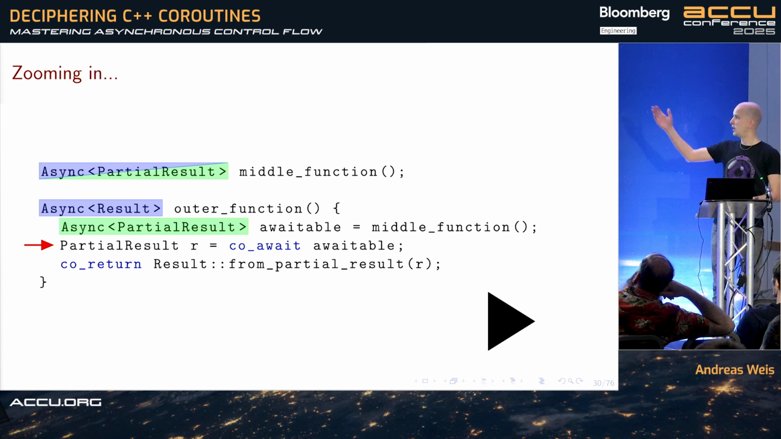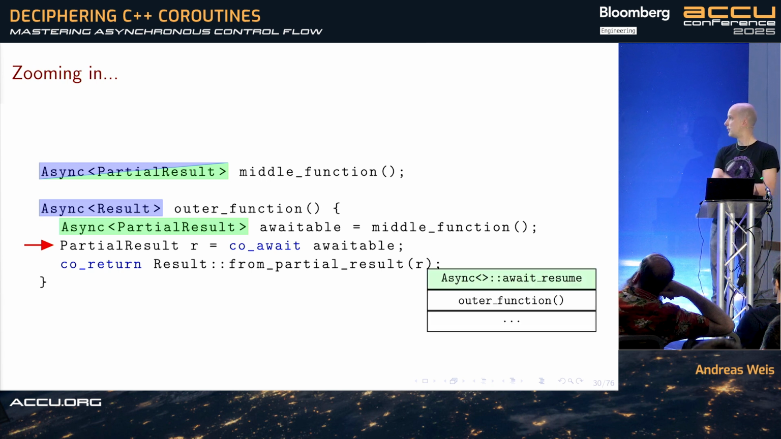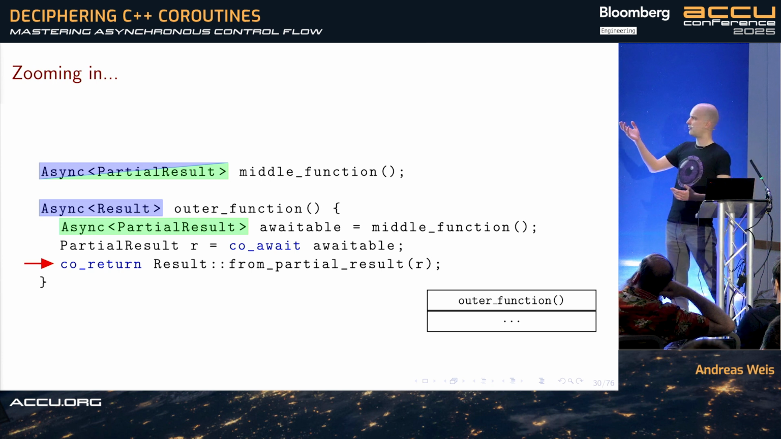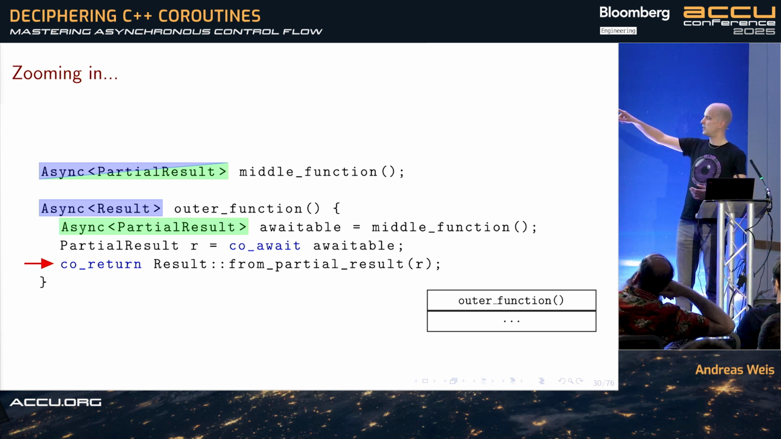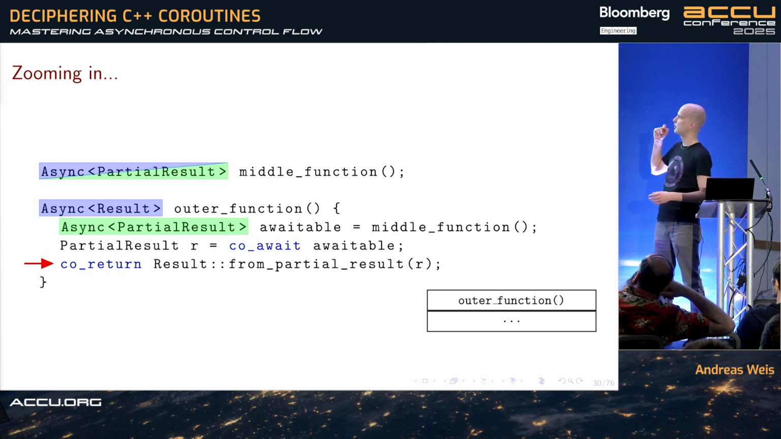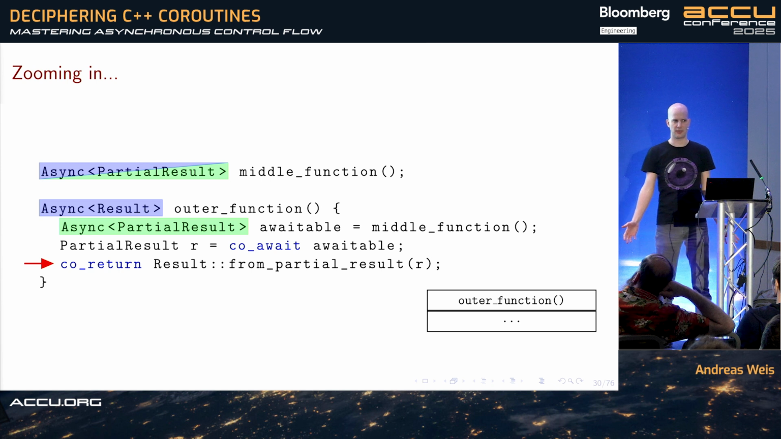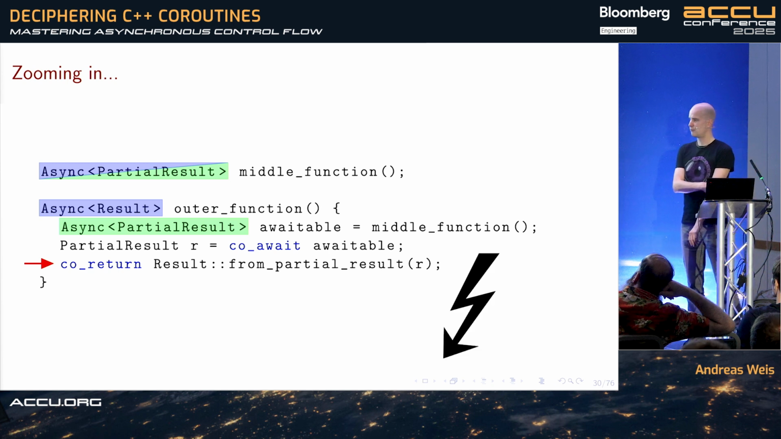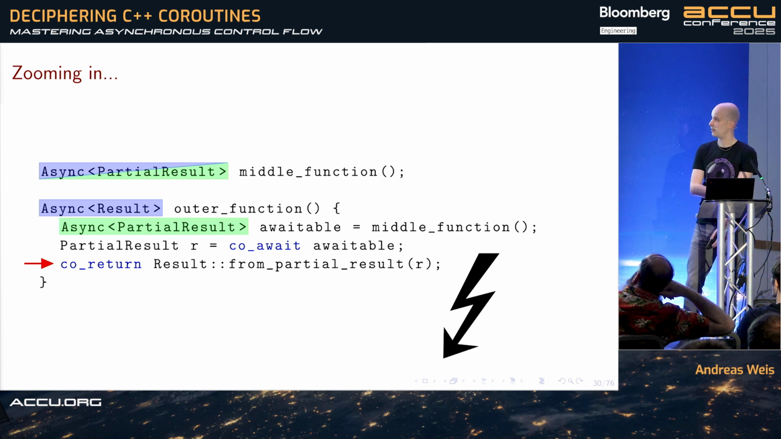And what does that mean? Well, co_await returns. await_resume is called. The outer function continues executing in its body. And wait, the next thing in the body is the result. But the result is computed by the middle function, and we didn't resume the middle function yet. So this doesn't work. Why doesn't this work? What is the problem here?